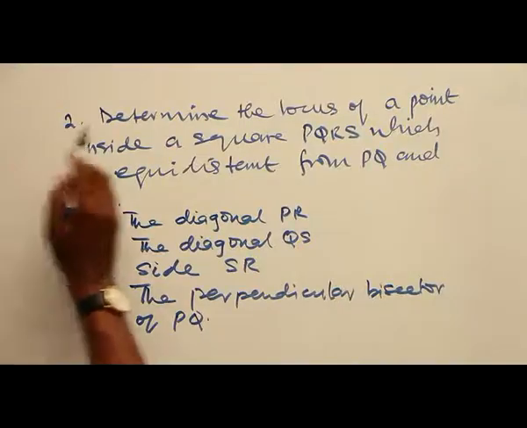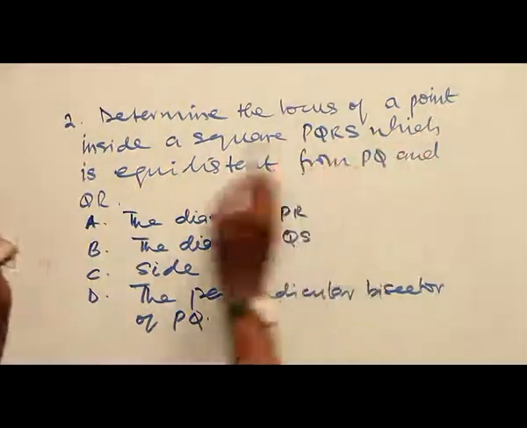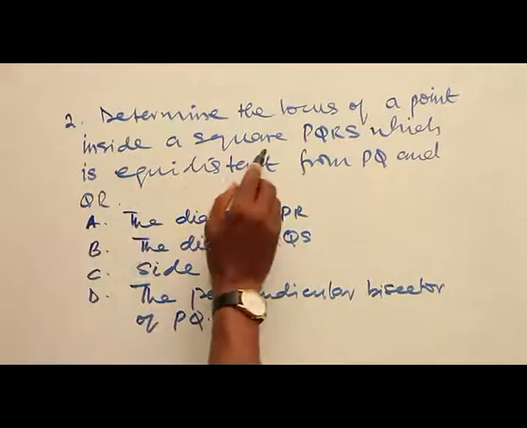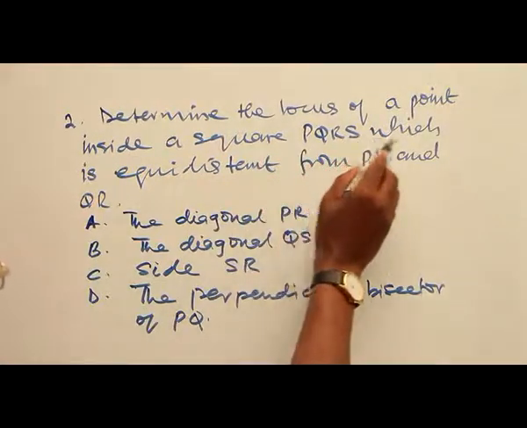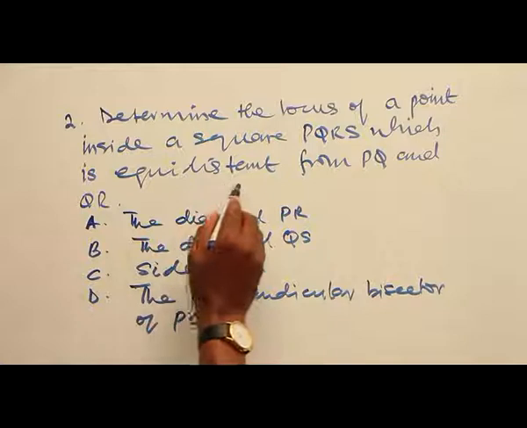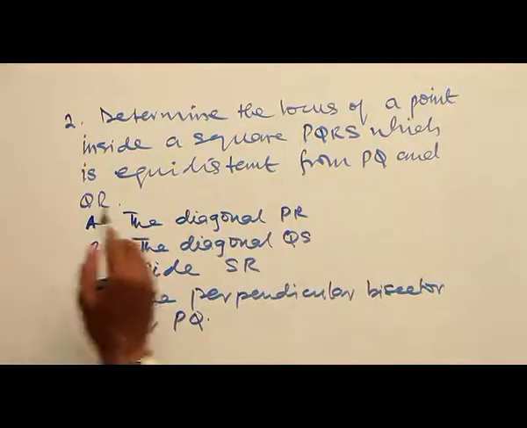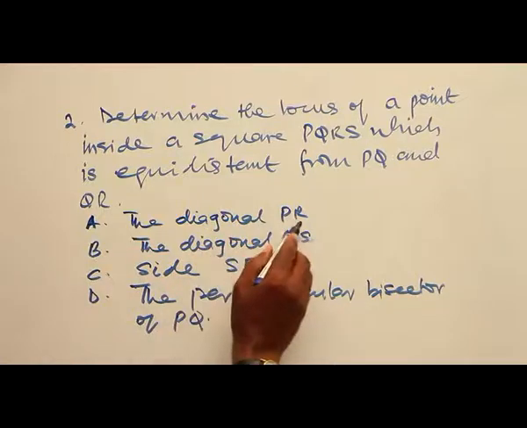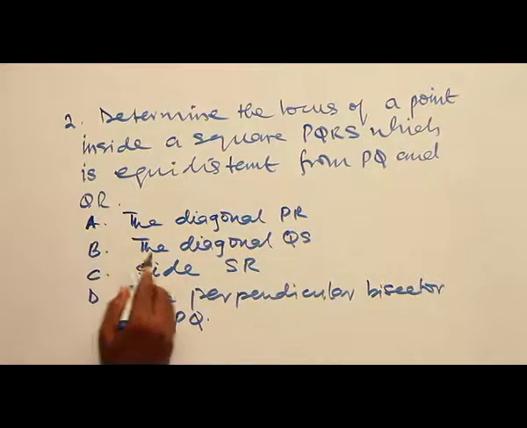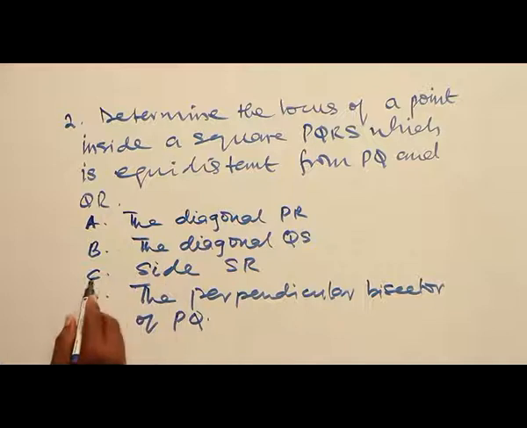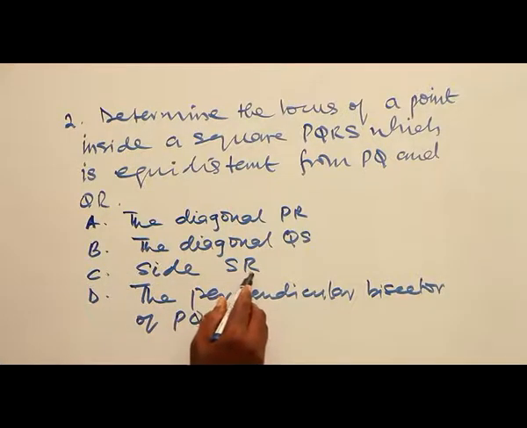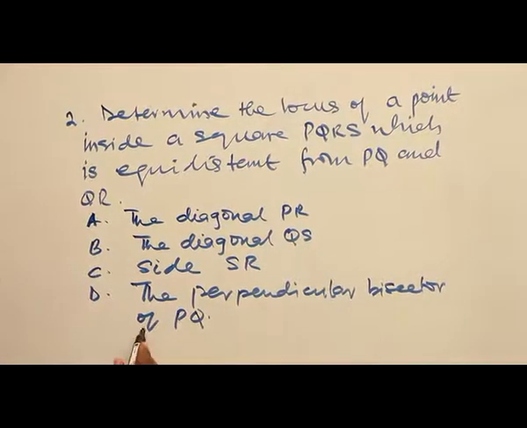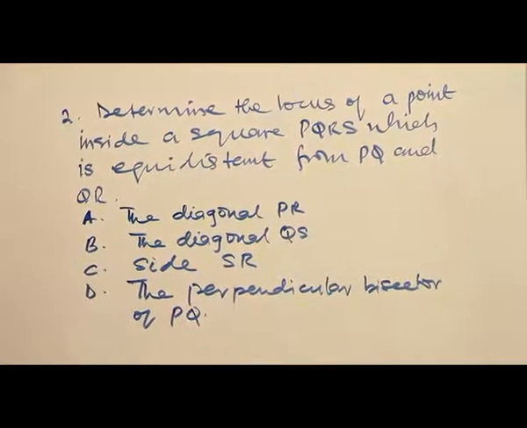Example number 2. Determine the locus of a point inside a square PQRS, which is equidistant from PQ and QR. Option A, the diagonal PR. Option B, the diagonal QS. Option C, side SR. Option D, the perpendicular bisector of PQ.